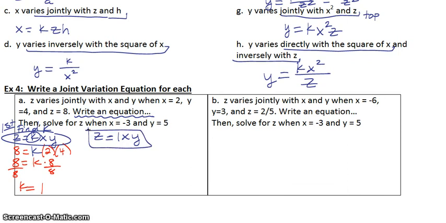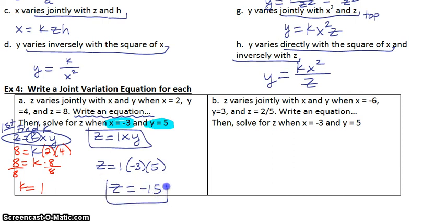Now, part 2, just like we did with example 2, they're going to give us some variables. In this situation, they gave me what x was and what y was, and we're trying to solve for z. So x is -3, y is 5. When x is -3 and y is 5, it looks like z is -15.